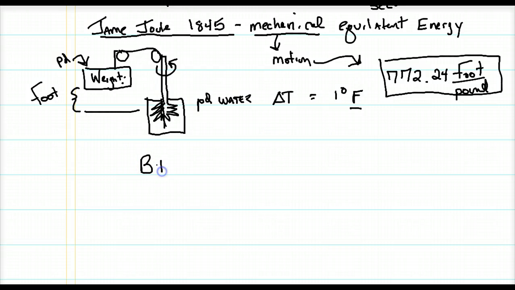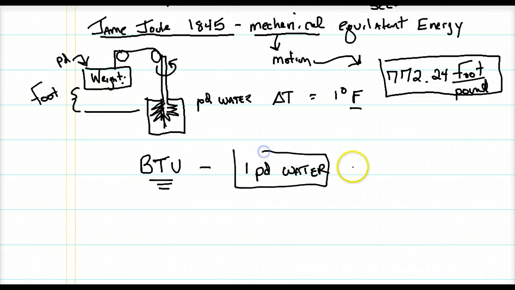The British Thermal Unit, BTU, if you buy an air conditioner or freezer, any kind of energy drawing device, BTUs are often labeled. And the idea behind the British Thermal Unit is that it's how much it takes to raise 1 pound of water 1 degree Fahrenheit. And that's what a BTU is. How much energy does it take to raise the temperature of water 1 degree Fahrenheit if you have a pound of water?